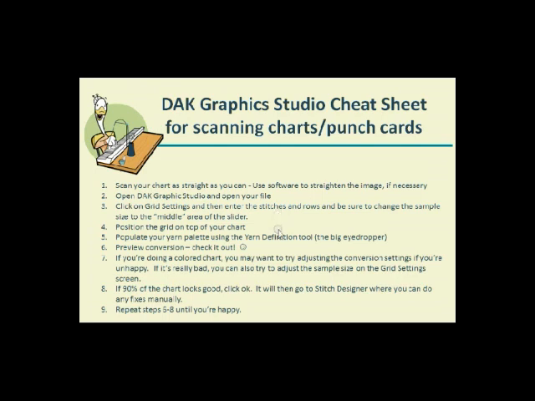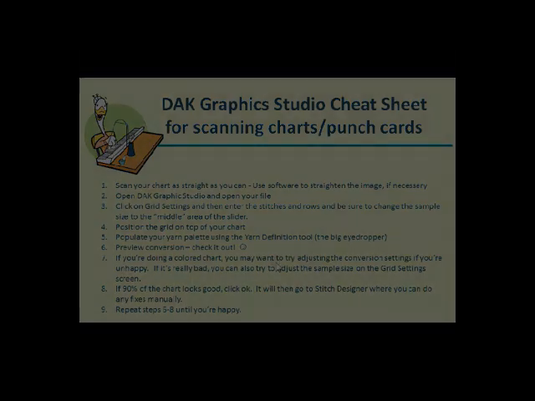Position the grid on top of your chart. Use the eyedropper to populate the yarn palette. Then check it out. If it looks good, then you're going to keep it. If it doesn't, then we're going to make some adjustments. So that's basically the way we do it. And if you give us a minute, we'll set that up in Design and Knit.